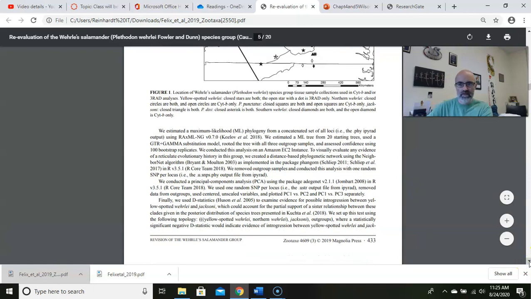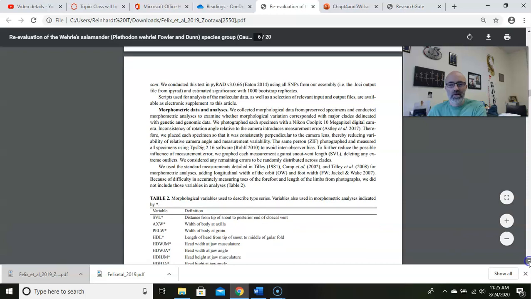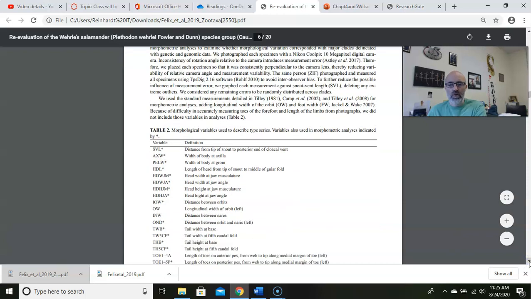More details, again, on making the cladogram phylogenetic trees from the genetic information that we got from the tissue. Another thing we did was look at the shape, or the morphology, of these groups, again going back to those same five groups. This tells how we measured, what we measured.